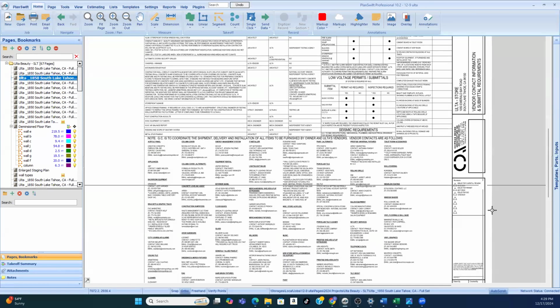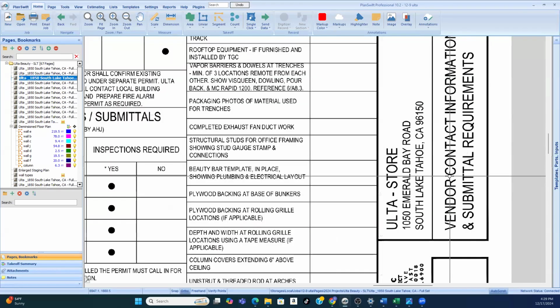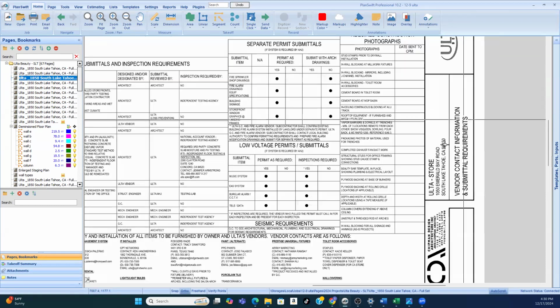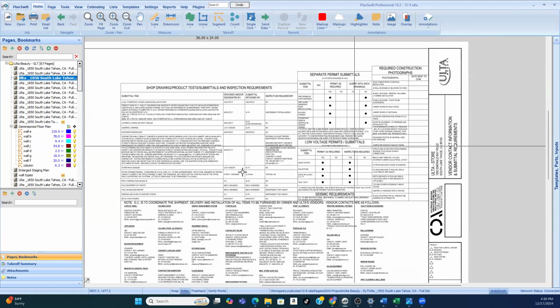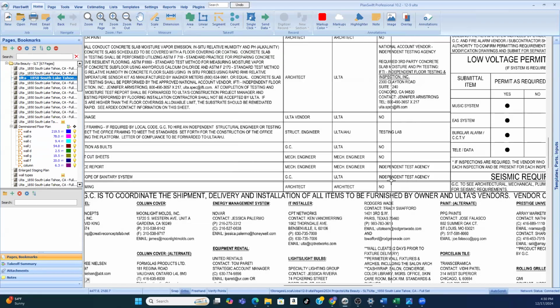And every time, everything about a project should be in the right place. So if you don't know what page you're on, it should be there. Like, I didn't know what page this was, but this is the vendor contact information and submittal requirements. This kind of stuff you would definitely find in the specifications, and they put it here in the set of plans just to make your life easy, because they know most people don't read the specifications.